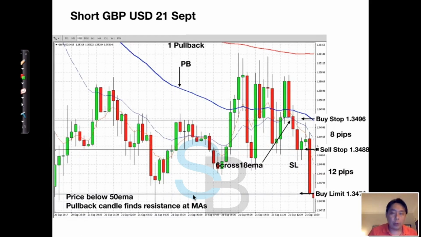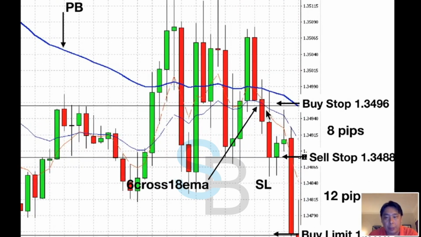Short pound dollar, 21st of September. Again, we see the 6 crossing below 18. Right after the cross, we've got a swing low. After the swing low, we've got an inside bar. So the initial sell order will be there. The next candle doesn't get triggered, makes a pullback. Higher high, higher low. Shift the sell order there.